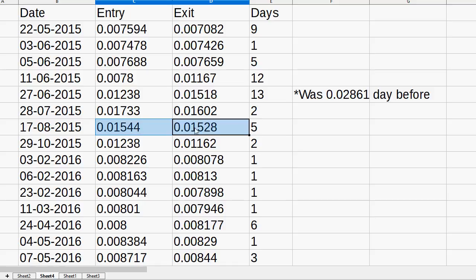And then here, in this situation, this was actually a pretty big win. Even though you bought 1544 and sold at the 28 handle, you waited over 2 months to buy back, as it was August the 17th compared to October the 29th. And after selling at 1528, you got back in at 1238. You sold at a decent loss at 1162. But then a few months later, a little over 3, you got back in at 008. So there's a much cheaper price.